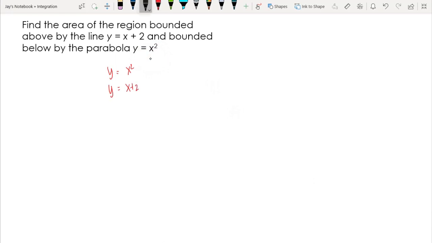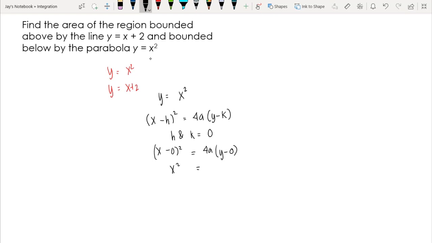Now, y is equal to x squared resembles the general form of the parabola, that is (x minus h) squared is equal to 4a(y minus k). But in this case, our h and k are both equal to 0. If we let h as 0 and k as 0 as well, then we have x squared is equal to 4ay. And this gives us this equation here. So therefore, the vertex is at (0, 0).